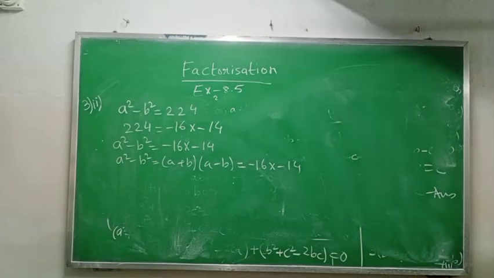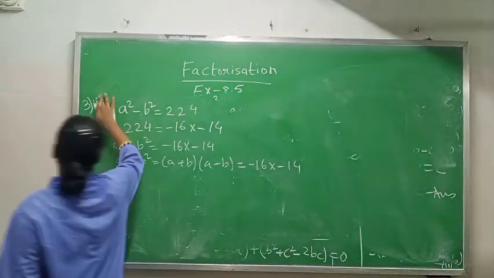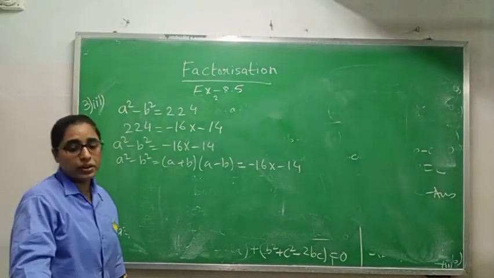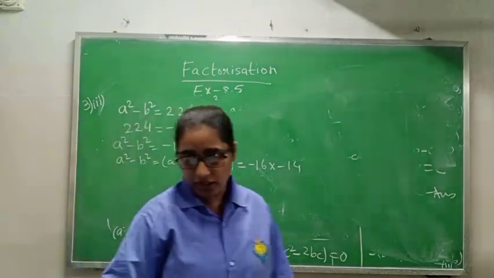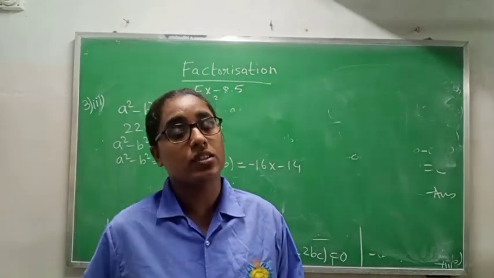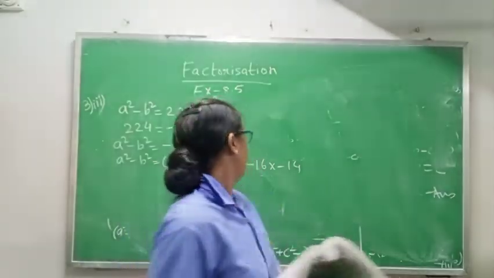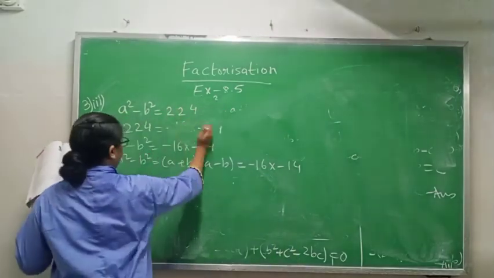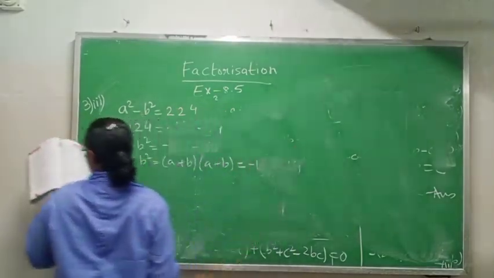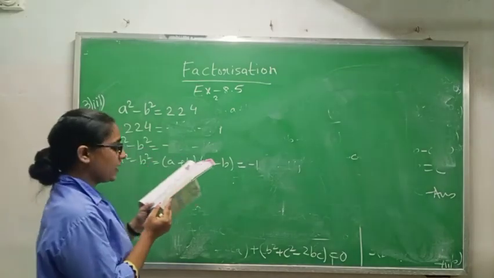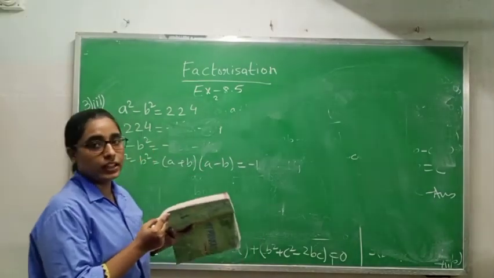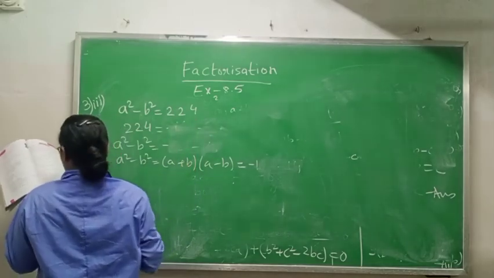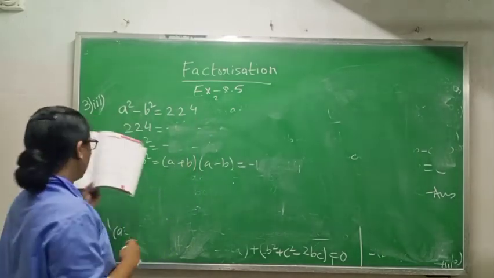Class 9C, question number 3. Okay, 3. It is given that a square minus b square equals 224, and a and b are negative integers. They are saying that a and b both are negative integers, and a is less than b, meaning b is greater than a. So after that, let us find the values of a and b.